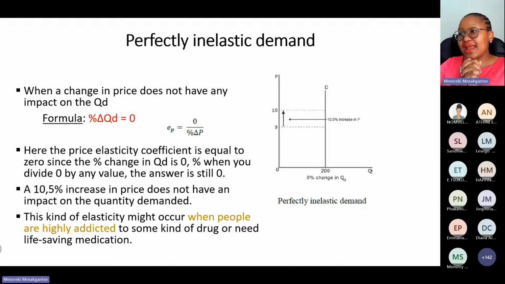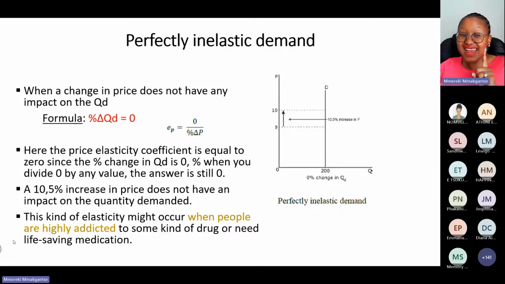So the formula means that the percentage change in quantity demanded is 0. It doesn't matter how much the price increases, any number; 0 divided by 5 is 0. An example of this is people who are on chemotherapy or have some medical illnesses, where even if the price increases by however much, if you need it for your survival, you will use it no matter what. That is the example of perfectly inelastic demand.